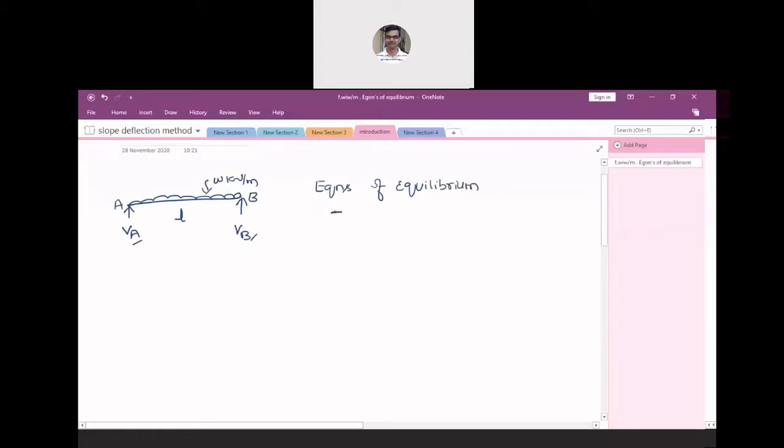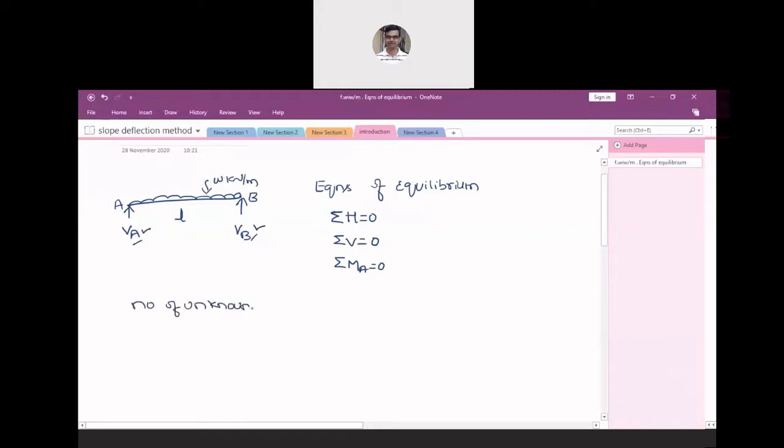Now, what are those equations of equilibrium? Summation of horizontal force equal to 0, summation of vertical force equal to 0, and summation of moment about any joint is equal to 0. Using these three equations of equilibrium, I should be in a position to calculate the number of unknowns, which are VA and VB here.